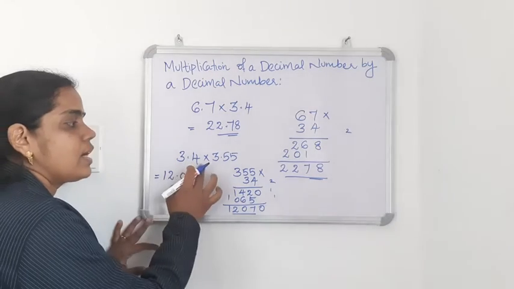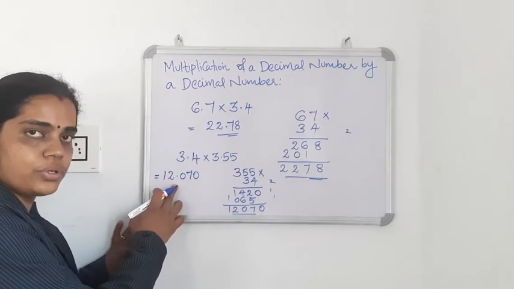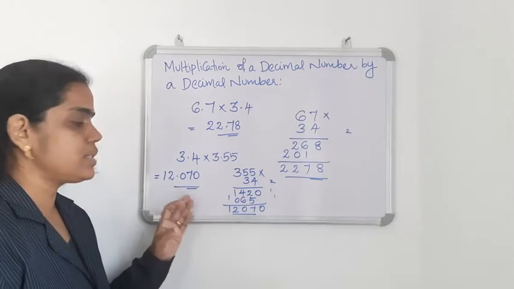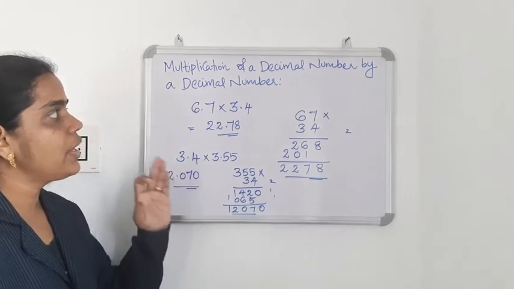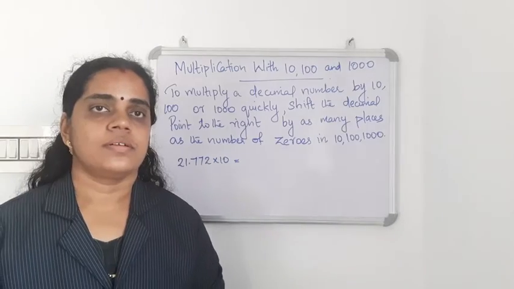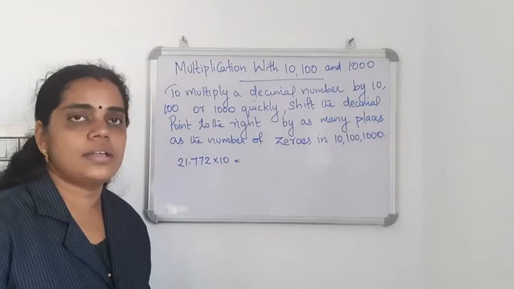12.070. Here 1 digit, here 2 digits, total 3 digits, after that you need to use the point. So the answer is 12.070. So this way you can multiply two decimal numbers. Okay. Next case is multiplication with 10, 100 and 1000.